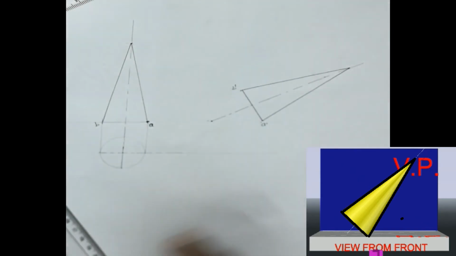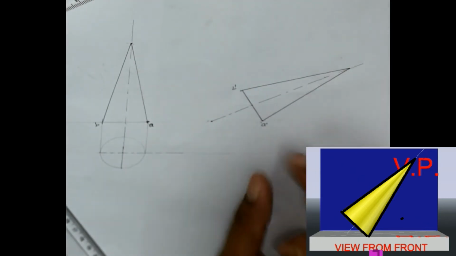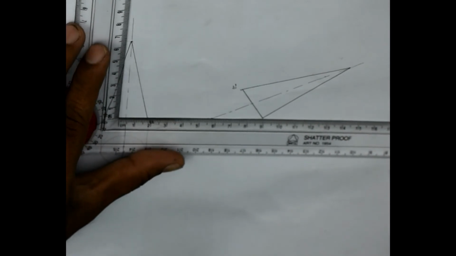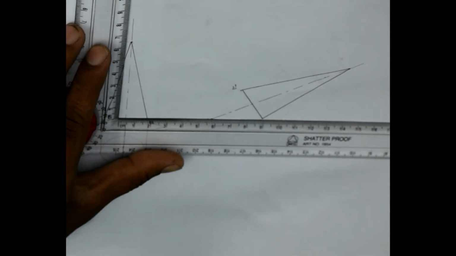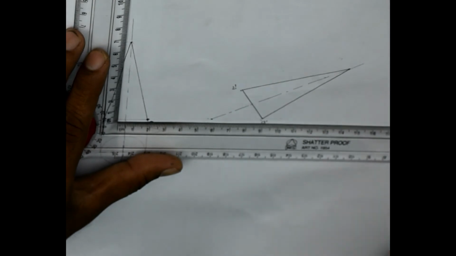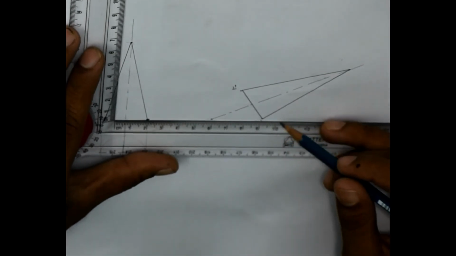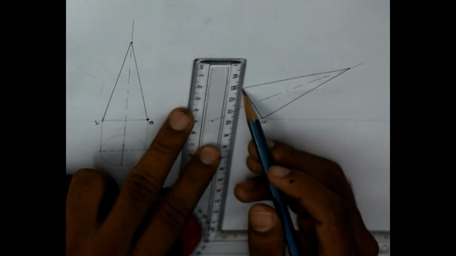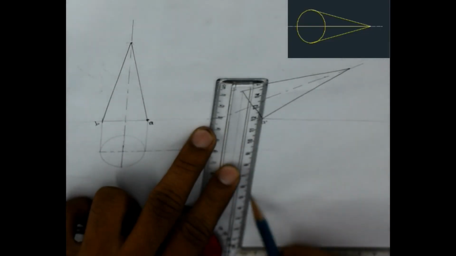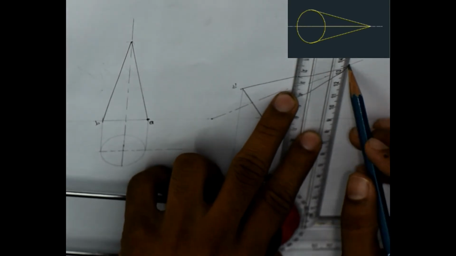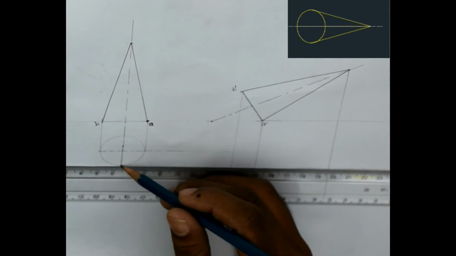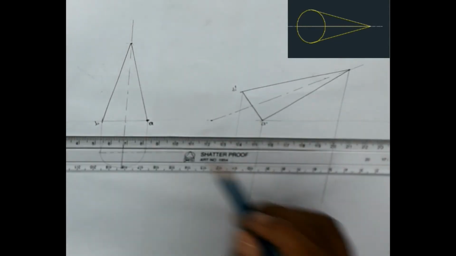Now simply my cone is inclined at 30 degree to the horizontal plane, but I need to complete the top view also. I'm just extending the XY line because it's not enough. I will project the main lines first, from the apex and from the top view also.